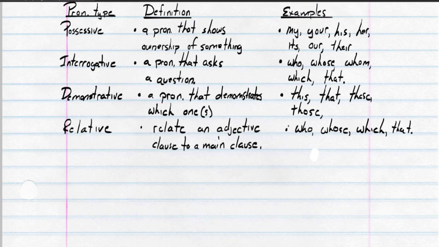Instead, you always have to pay attention to how they're used. For example, if I asked the question, who are you? Then that's an interrogative pronoun asking a question. If I said, that is the boy who fell on the playground, now I have a relative pronoun, because the who in that sentence is no longer asking a question, but it's relating an adjective clause to a main clause. All right, so let me move the notes again.